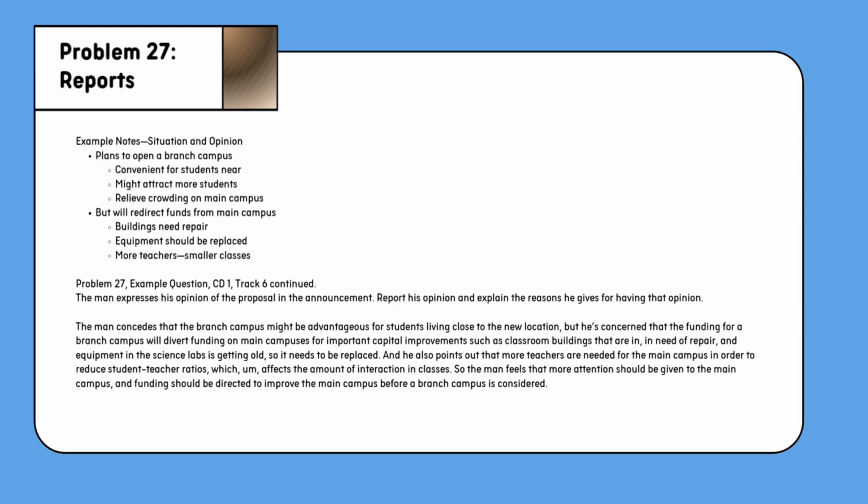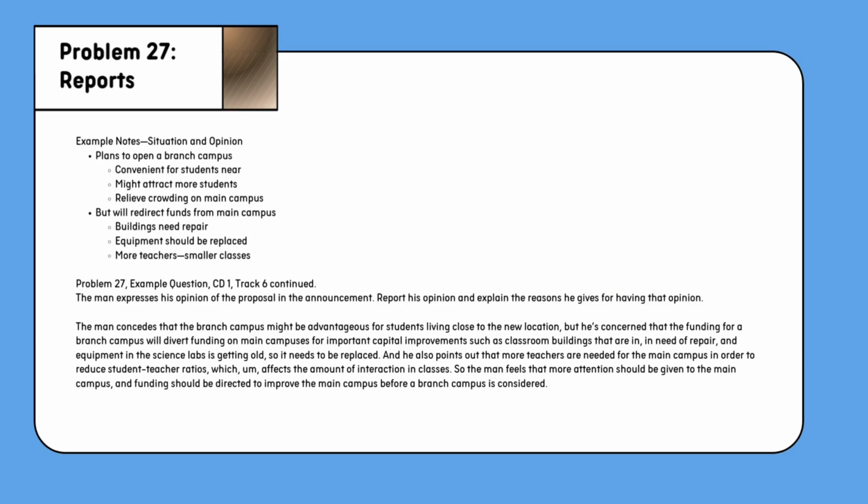Problem 27, example questions, CD1, track 6 continues. The man expressed his opinion of the proposal in the announcement. Report his opinion, and explain the reasons he gives for having that opinion. The man concedes that the branch campus might be an advantage for the students living close to the new location, but is concerned that the funding for a branch campus will divert funding from the main campus for important capital improvements, such as classroom buildings that are in need of repair, and equipment in the science labs is getting old, so it needs to be replaced.